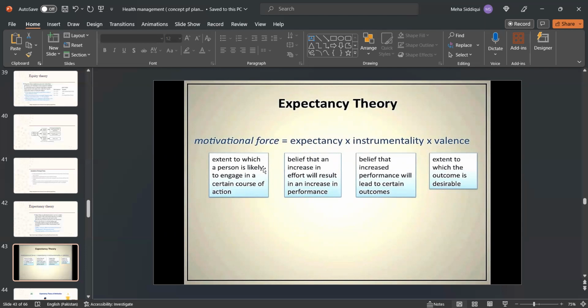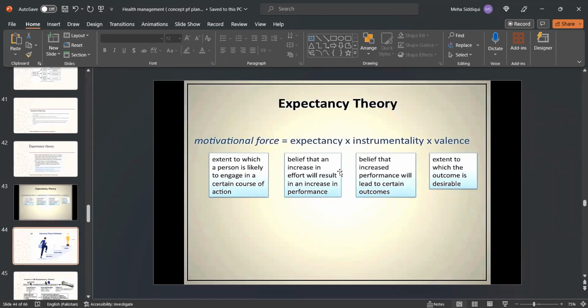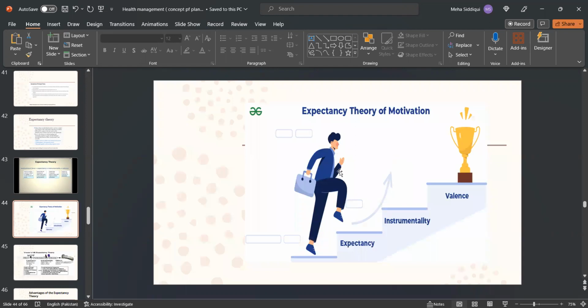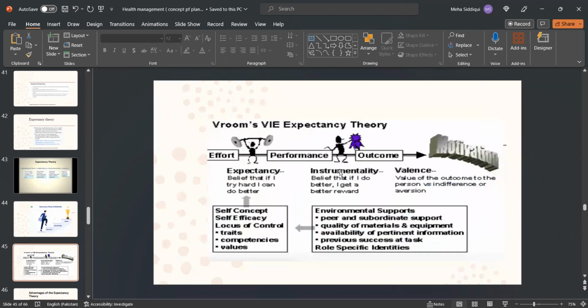So motivational force is the extent to which a person is likely to engage in a certain course of action. And expectancy is the belief that an increase in effort will result in an increase in performance. And instrumentality is the belief that increased performance will lead to certain outcomes. And valence is the extent to which the outcome is desirable. So this is how it starts from expectancy, then leads to instrumentality, and then valence, that is reward in the end. So Vroom's expectancy theory is that first there is effort.